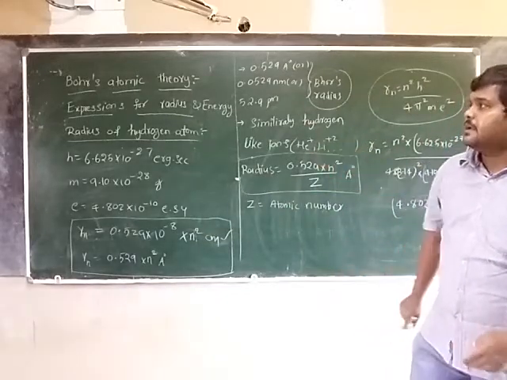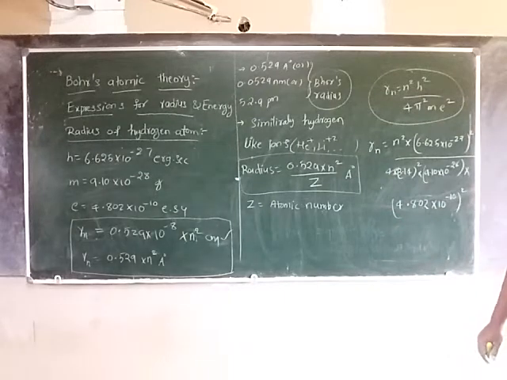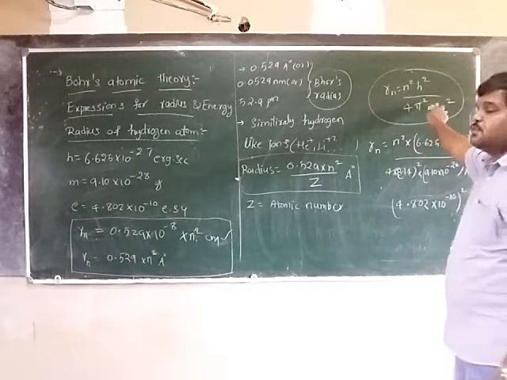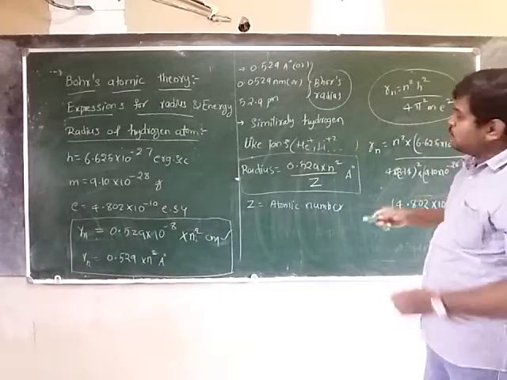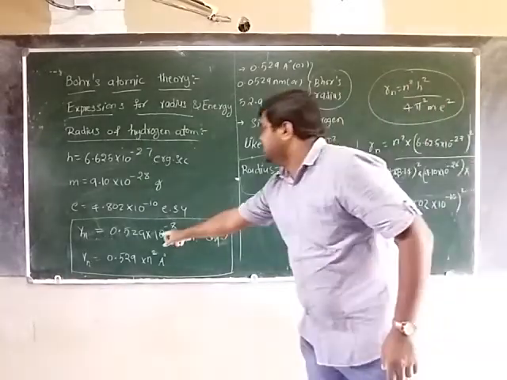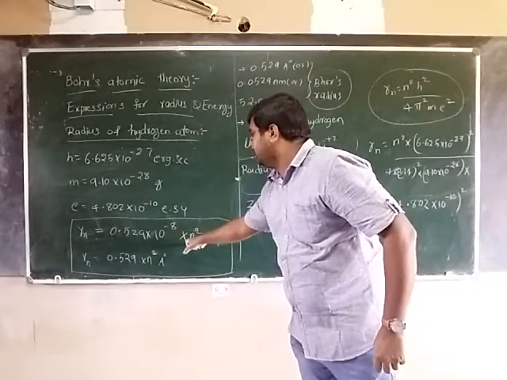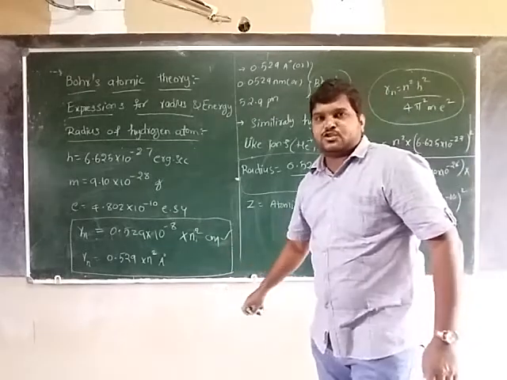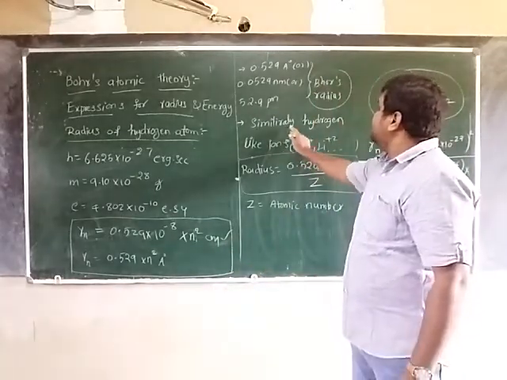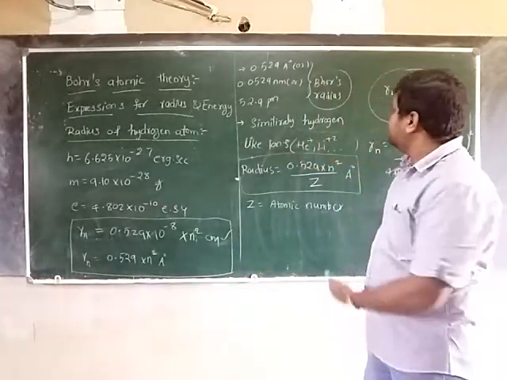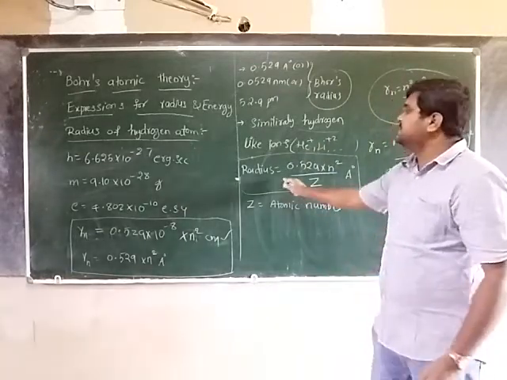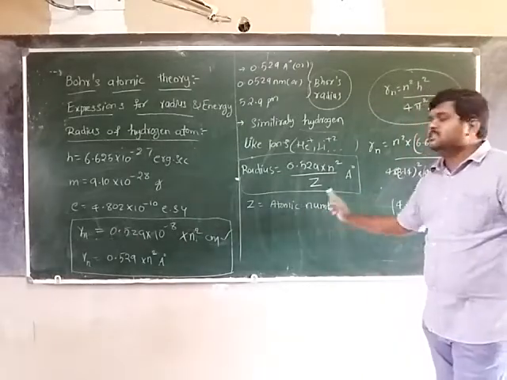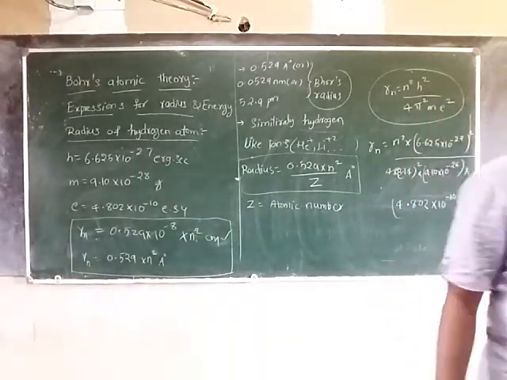So this is the expression for radius of hydrogen atom, that is Rn is equal to n square h square by 4 pi square m e square. If you substitute all the values, that is 0.529 into 10 to the power minus 8 n square centimeters or 0.529 into n square angstroms. Now similarly for hydrogen like ions He plus, Li plus 2, the radius is 0.529 n square by Z angstroms, where Z is the atomic number.